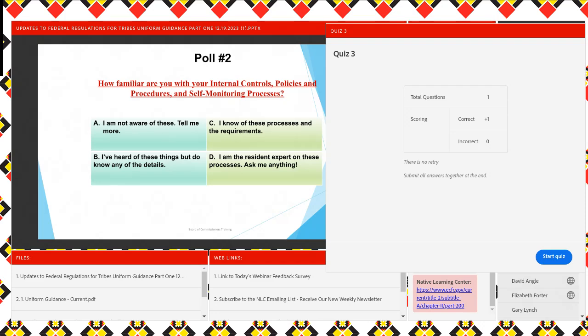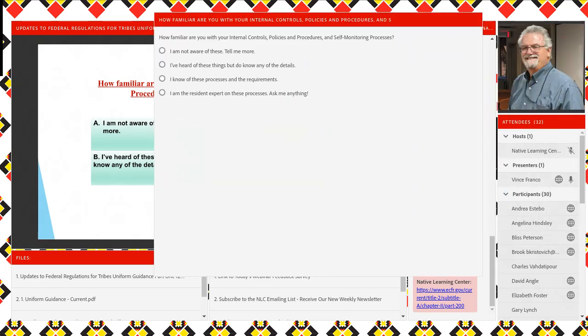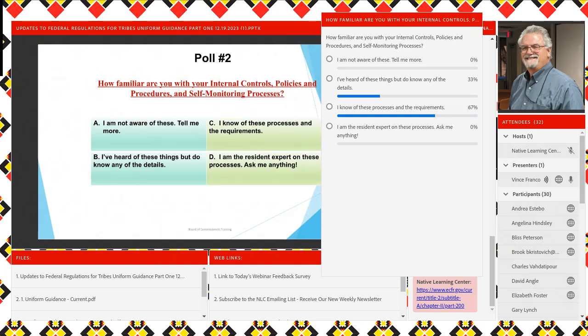So we want to go to the poll. Let's see what we're getting. You can pull that up. There we go. Those are your four options. Okay. Whoa, I know of these processes and requirements. Very good. Good mix there. Now it's splitting up a little bit as the answers come in. Predominantly, you're familiar with the process and requirements. Very good.